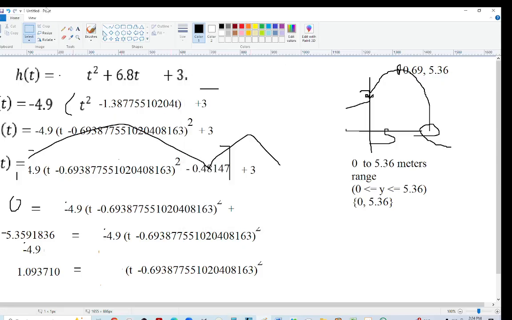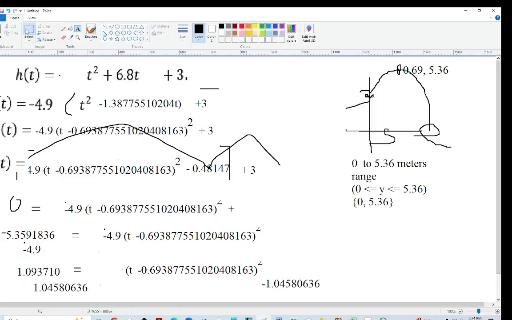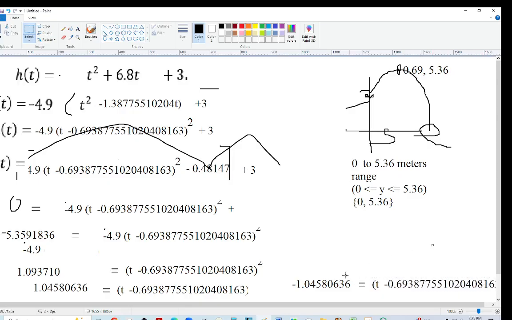So we get the positive version is equal to this. And then there's a negative version over here. The positive version, when we took the square root, is equal to this. And then the negative version is also equal to that. Then we add 0.69 to both sides. So clearly this is going to be the positive one.